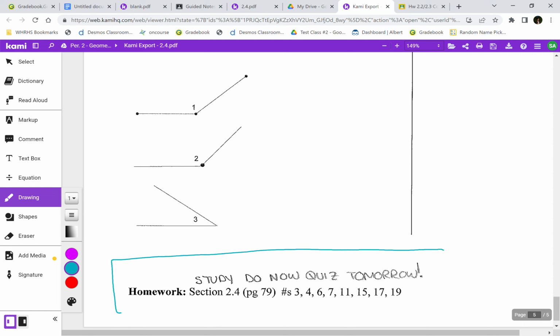Study for your do now quiz. What is that do now quiz going to consist of? The theorems. I'm going to give you a piece of paper. Write down the 4 theorems. Give me back the paper. No, you just have to write down the 4 theorems.